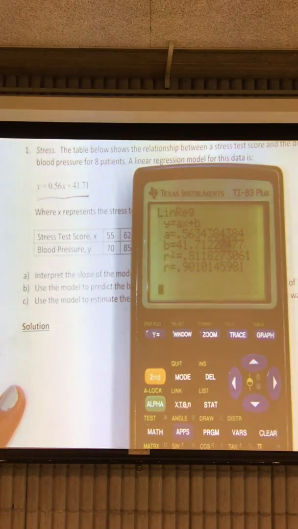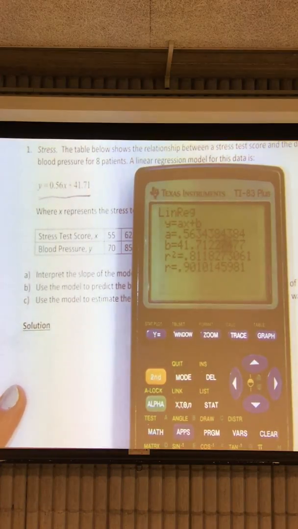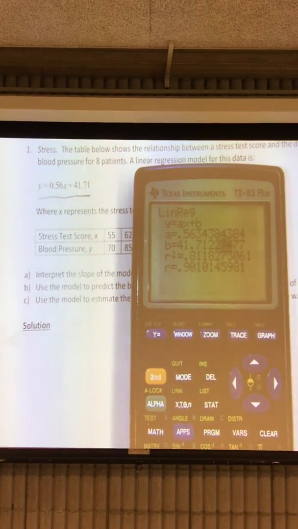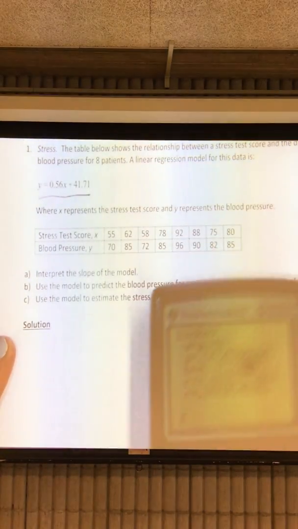So your correlation coefficient of 0.90 is a very strong positive relationship, which means this linear model is a great model for this type of table.